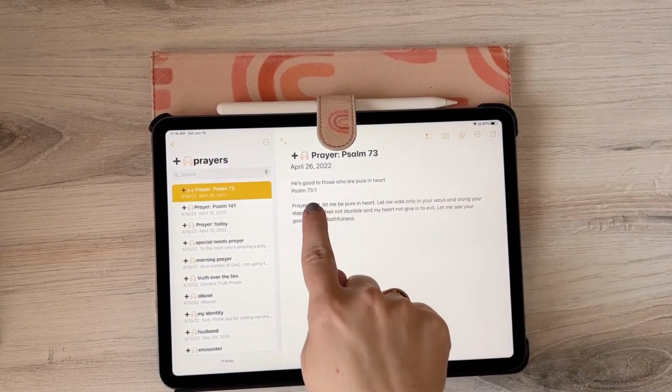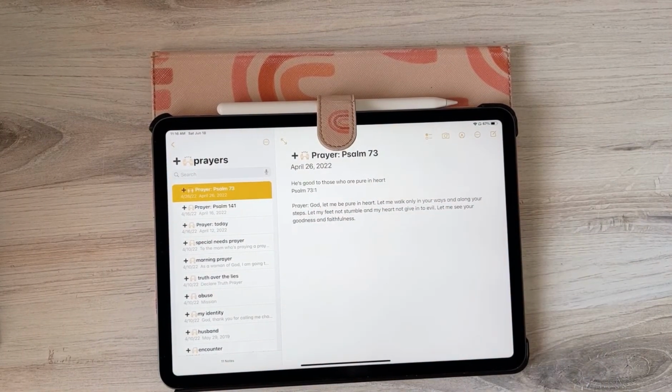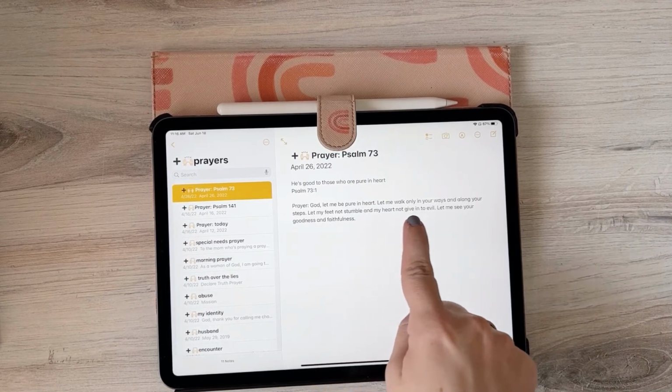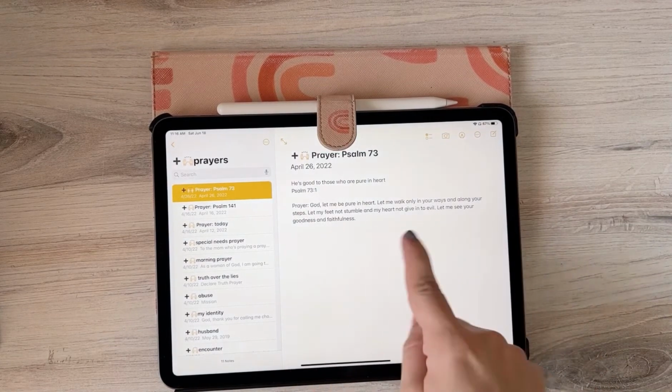So this was about Psalm 73:1. He is good to those who are pure in heart. So I just wrote a prayer. God, let me be pure in heart. Let me walk only in your ways and along your steps.